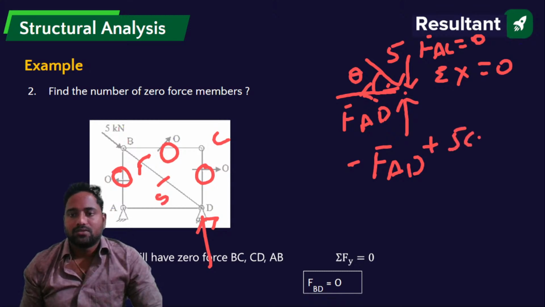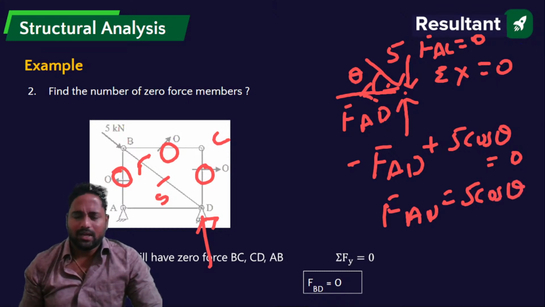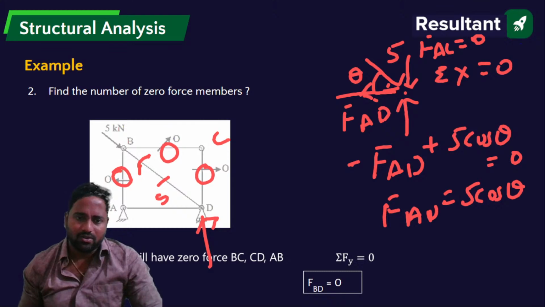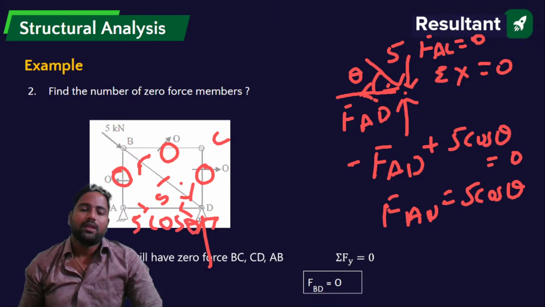So plus 5 cos theta equals 0. FAD, I'll get it as 5 cos theta. Since we don't know the theta value, we can take it as 5 cos theta. This is what you are getting if this is towards the joint. Towards the joint means compression, away from the joint means tension. So this would be 5 cos theta.